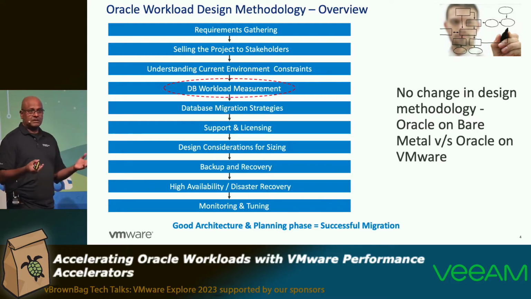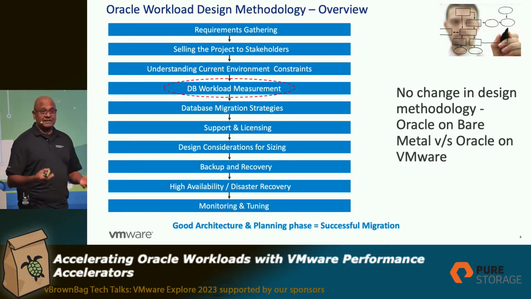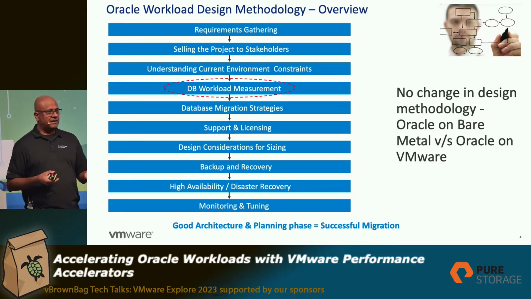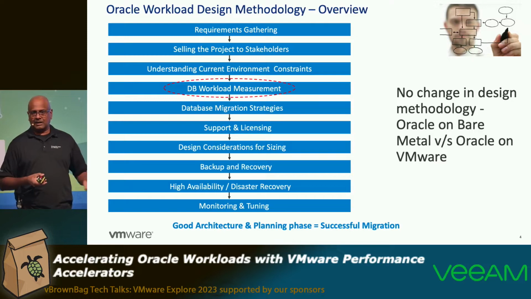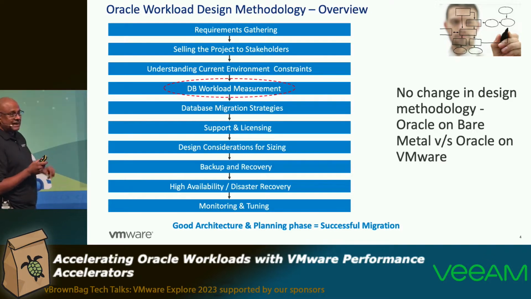Once you do that, support and licensing. Talk to me about Oracle licensing after the session. Licensing, that's very important. Then I need to have design considerations. Those are your best practices. You don't want to come up with vCPU configurations like 1, 3, 5, 7, and 9 when your servers are NUMA. You don't want to pick anything from thin air. You want to size it correctly. You want to have backup and recovery. You want to have HA, DR, monitoring, tuning.